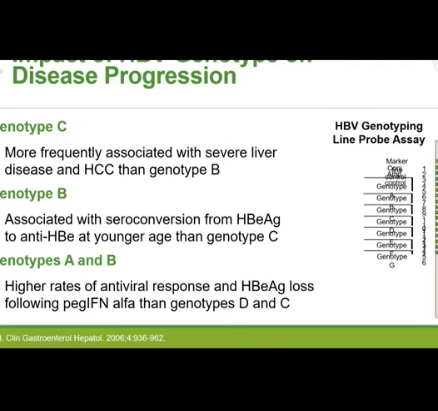What is the impact of these genotypes? You can see that hepatitis B genotype C is more frequently associated with severe liver disease and hepatocellular carcinoma as compared to those patients who have genotype B. Genotype B is associated with seroconversion from hepatitis B E antigen to its antibody at a younger age as compared to C. Higher rates of antiviral response and E antigen loss are seen in those patients who have genotype A and B and are treated with pegylated interferon as compared to the group having genotype D and C.